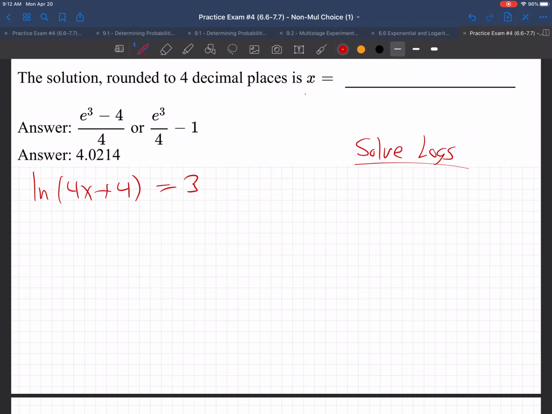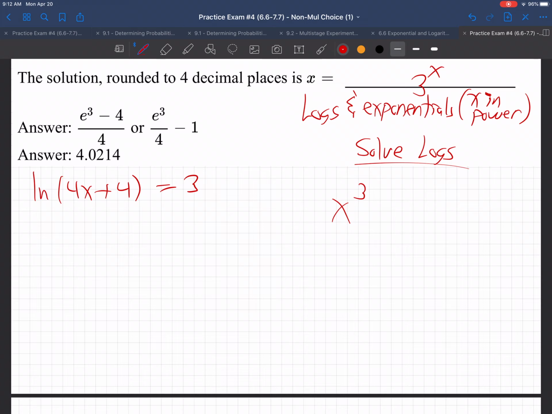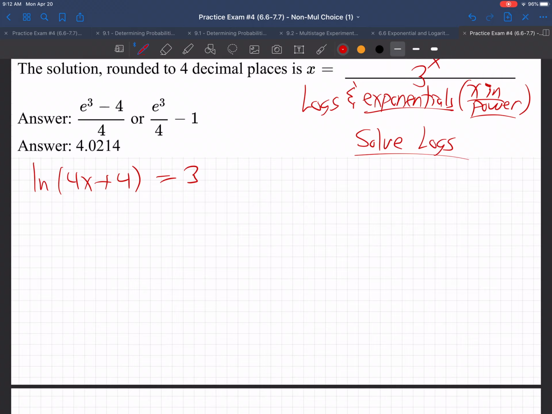Well, remember, logs and exponentials, which means x in power, right? That's what an exponential means, like 3 to the x, not x cubed. That's not an exponential. Even though it's got an exponent, it's got a 3 in the power zone, it doesn't have x in the power zone, so it's not an exponential. So when we speak of an exponential, we mean x itself is in power, not just that it has powers, but x is power. So back to my point, logs and exponentials are opposites.